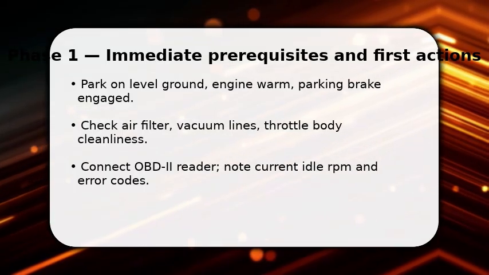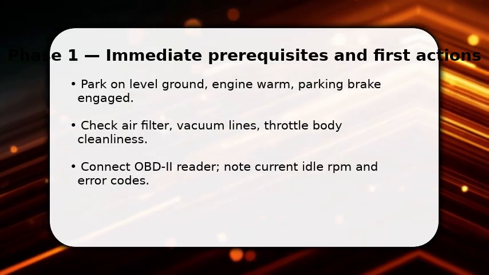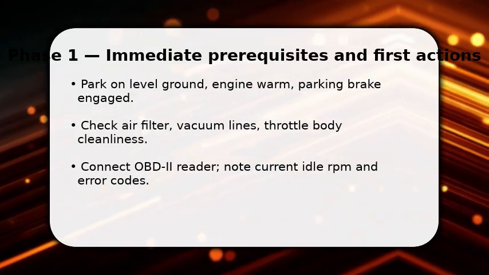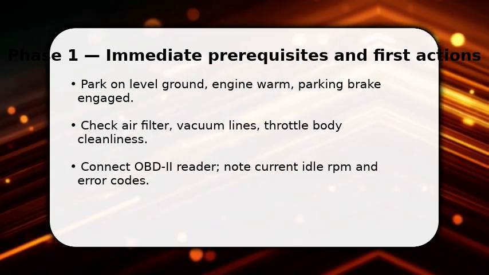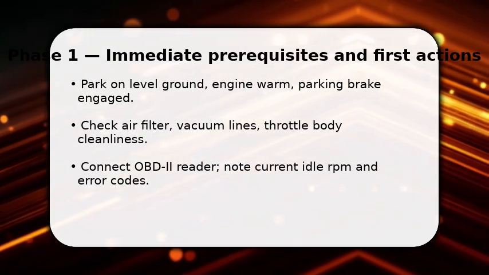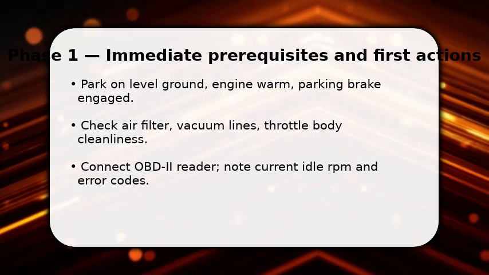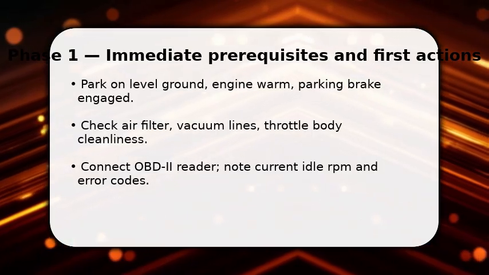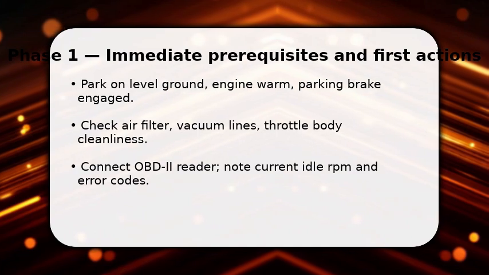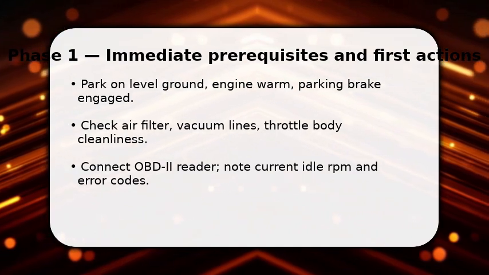Next, inspect the air filter, vacuum hoses, and throttle body for obvious leaks or dirt because those change RPM. Connect an OBD-ROMAN2 reader and read live RPM and any trouble codes. This gives baseline numbers so you can compare after adjustments and tells you if sensors need attention before you proceed.